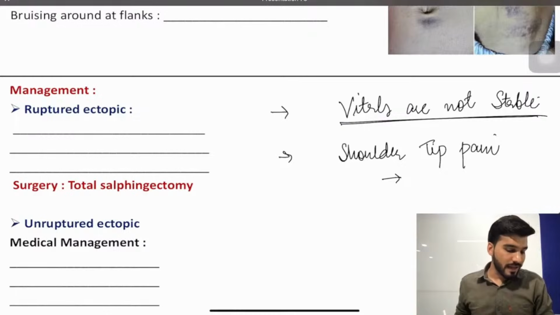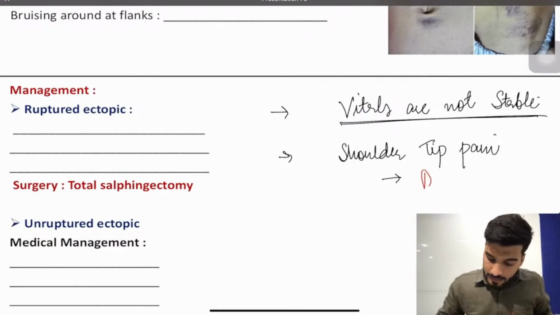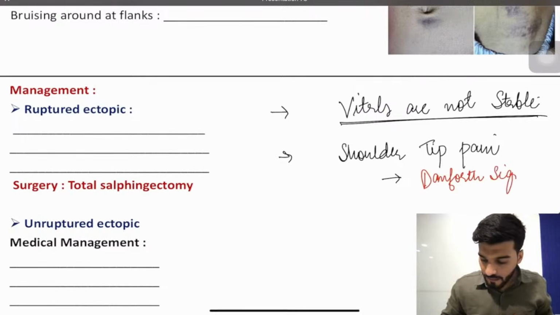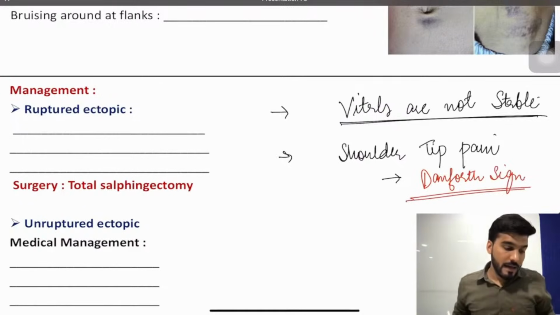What is the classical sign called? Anyone in the comment section? That is called Danforth sign. This shoulder tip pain is a referred pain due to the hemoperitoneum, the blood that has accumulated there, along with the diaphragmatic irritation.